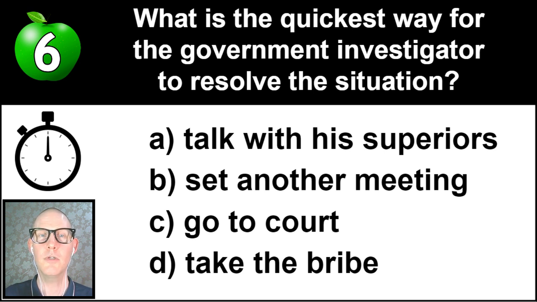A. Talk with his superiors. B. Set another meeting. C. Go to court. Or D. Take the bribe. All right.